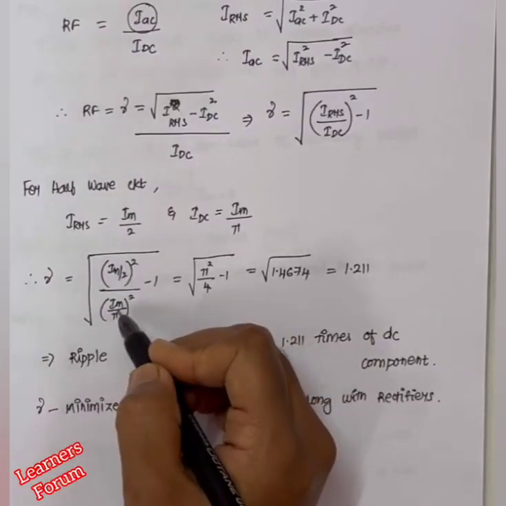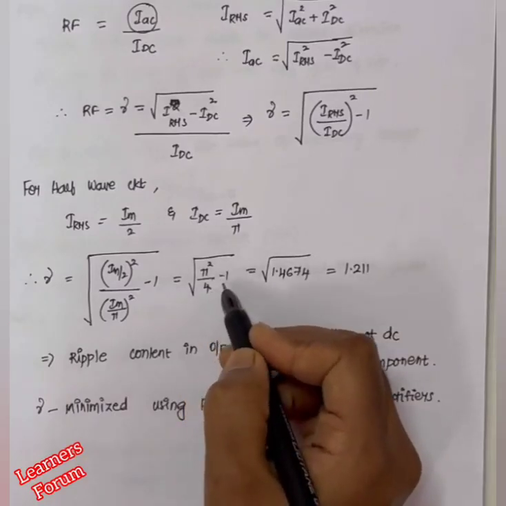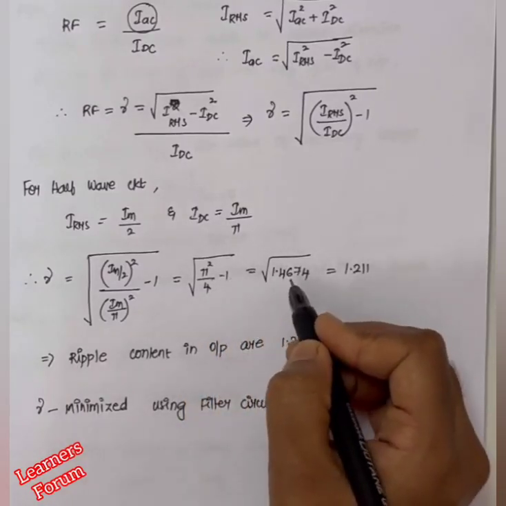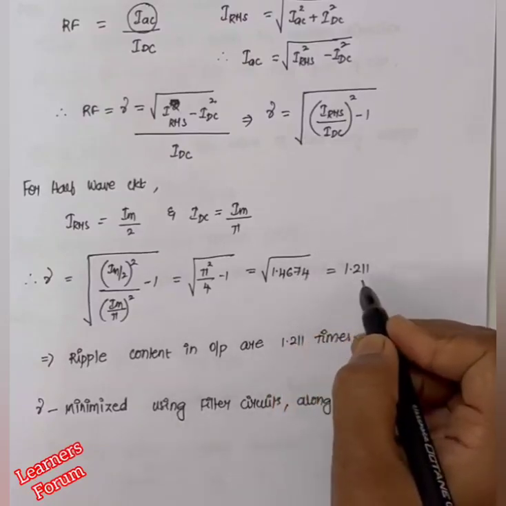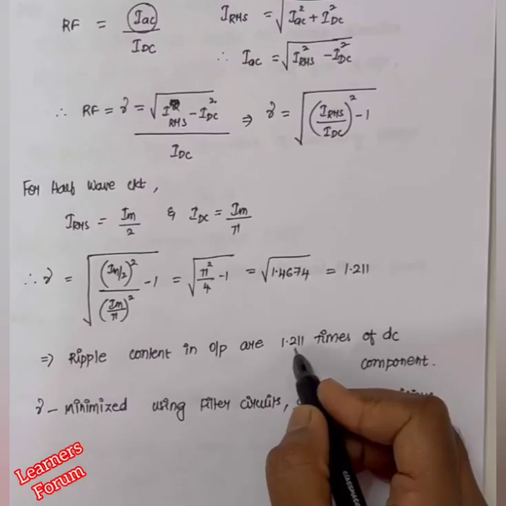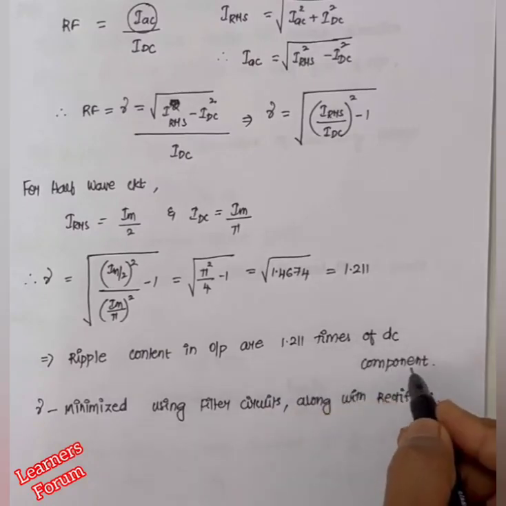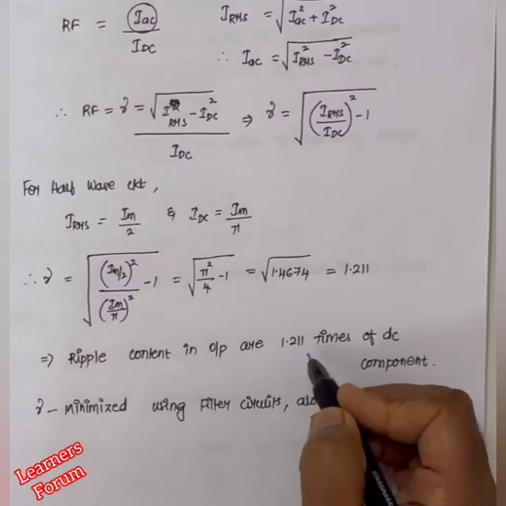So this Im square will get cancelled, and the remaining value will be square root of pi square by 4 minus 1, which is square root of 1.46. So after taking the square root, we will get it as 1.211. That is, the ripple content in the output is 1.21 times the DC component. So this is the actual value for a half wave rectifier.